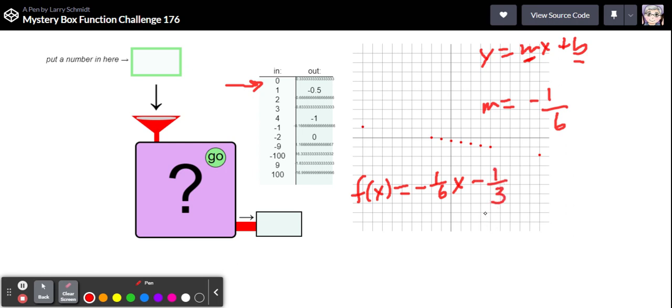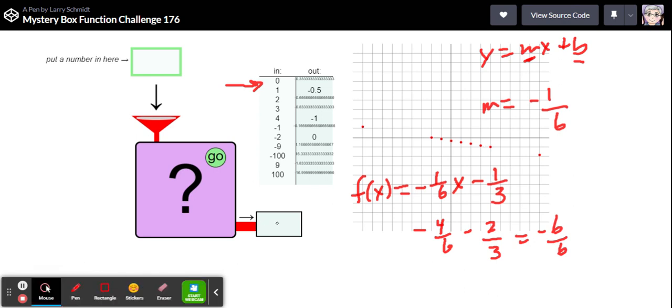I think we've got enough points up there to verify. Let's just take an easy one. Let's take 4. If I put a 4 in here, I'd have negative 4 times 1/6, which would be 4/6, minus this 1/3, which I'm going to write as 2/6. So negative 4 minus 2 is negative 6 over 6, and that's negative 1. That's exactly what we got. So I think this works out. Let's go ahead and take a look. Yeah, so that's negative 1/6 x minus 1/3, and we can graph that as well. There we go. And that nice gently sloping line with a negative slope of 1/6.